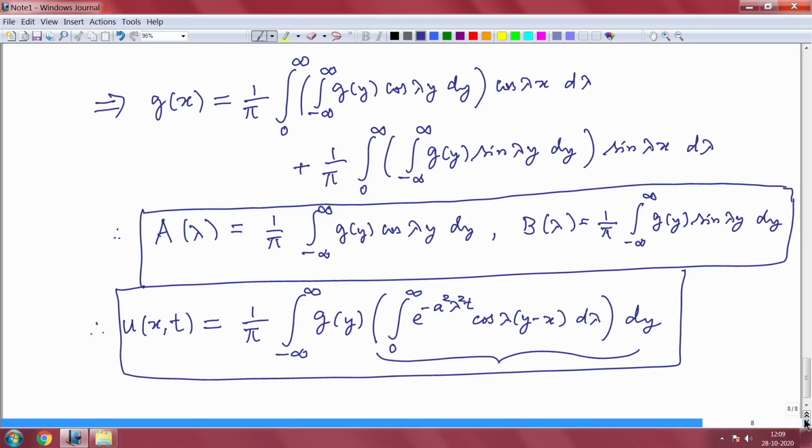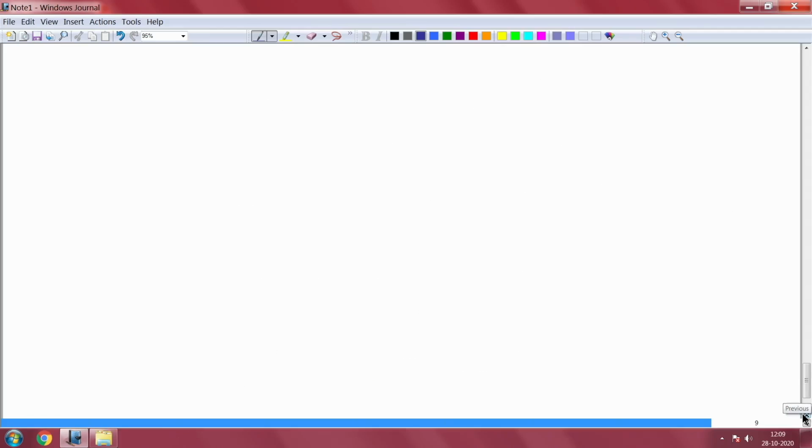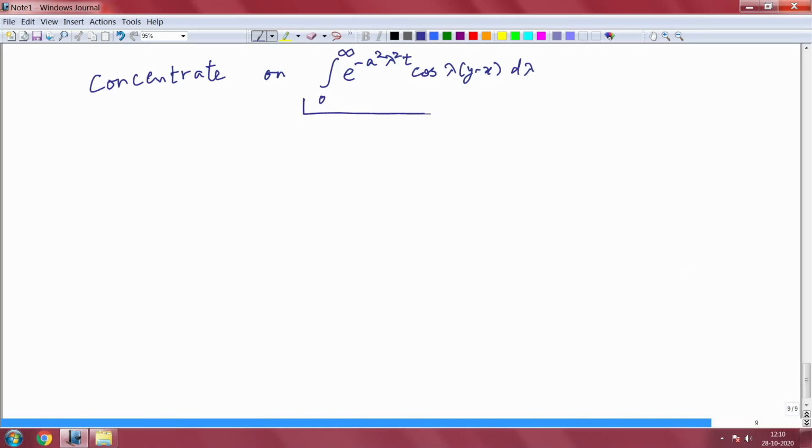So let me write it separately: integral zero to infinity of e to the minus a square lambda square t cosine of lambda times y minus x d lambda. Here the initial function g is not at all involved; it is an integral only in terms of the known functions exponential and cosine. Let us see what simplification we can do.